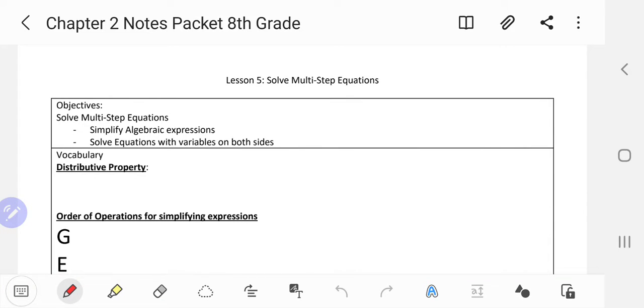We are leveling up right now. We are going to multi-step equations. Oh man, can it get any more exciting?